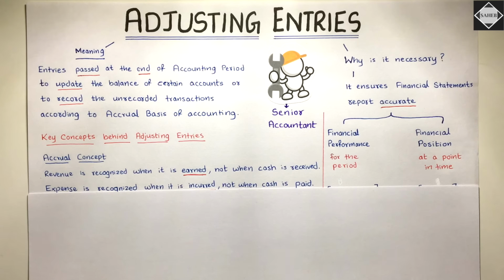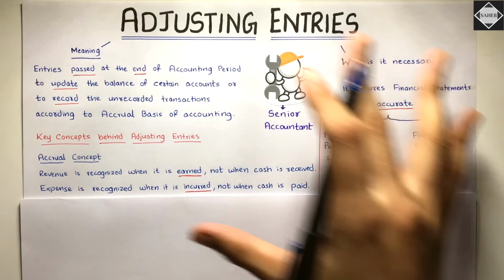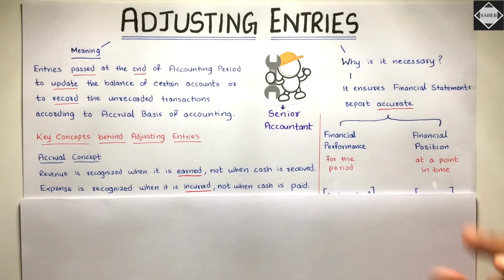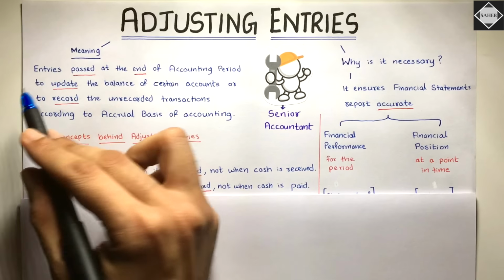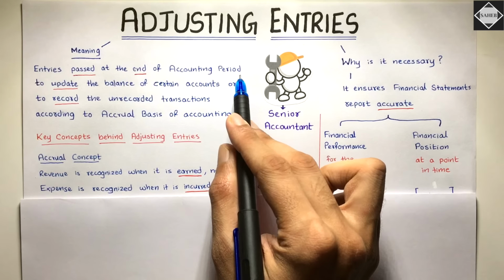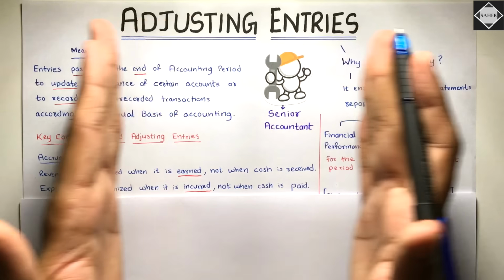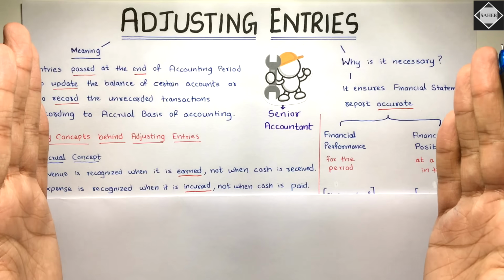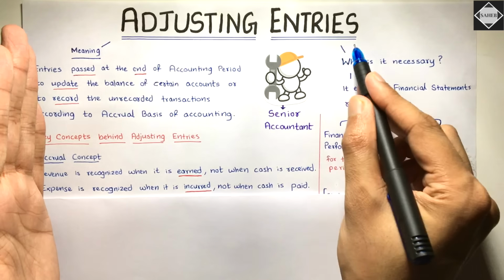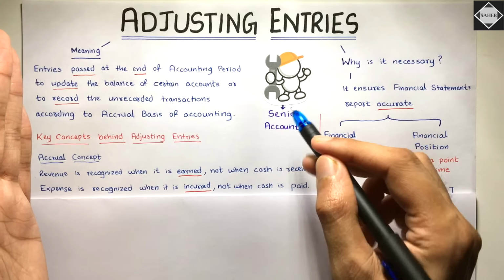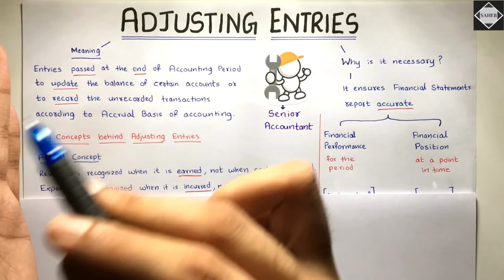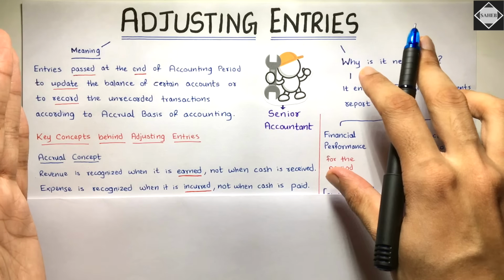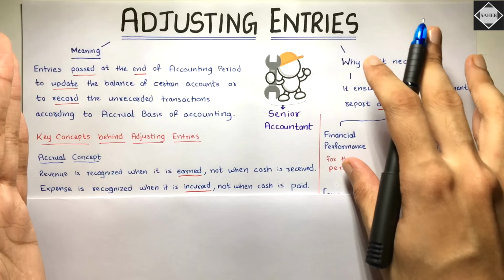Let's understand the adjusting entries. Now see, here we have the concept of adjusting entries. It's really simple and straightforward. These are the entries which are passed at the end of accounting period. Normally accounting period consists of 12 months and the end is usually on 31st December or 31st March. So at this time these entries are passed by the senior accountant to make some adjustments in the accounting records so that financial statements can be prepared. So this is done prior to preparing the financial statements.